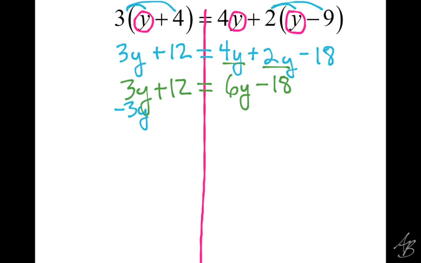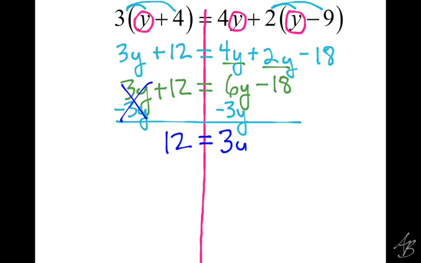Subtract 3y. So minus 3y on the left, that'll get rid of the 3y there. Subtract 3y on the right, because I have to do it on both sides. On the left side, when those 3y's cancel, what do we have left? And on the right side, 6y minus 3y is 3y, and bring down our minus 18. Now what? Then we add 18.